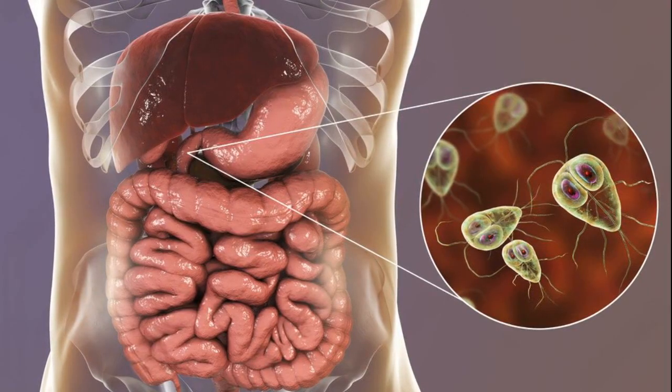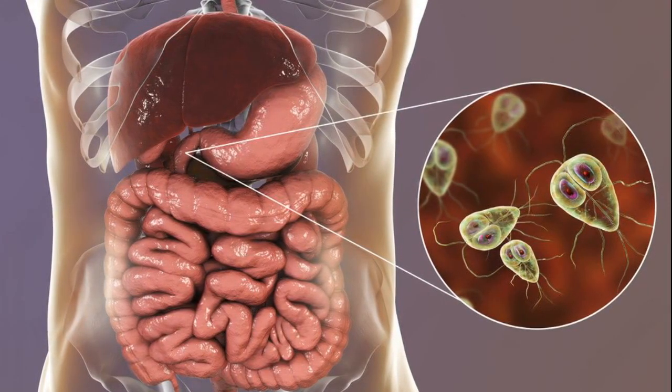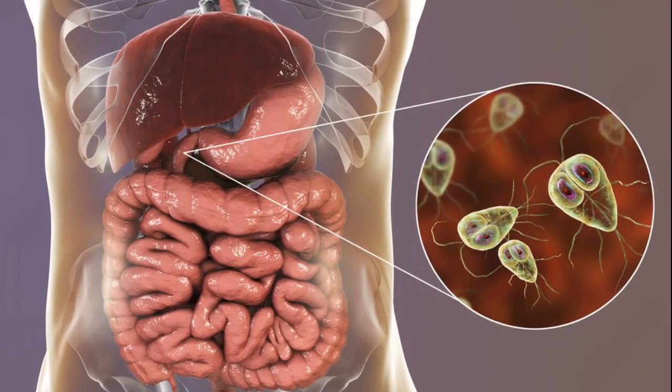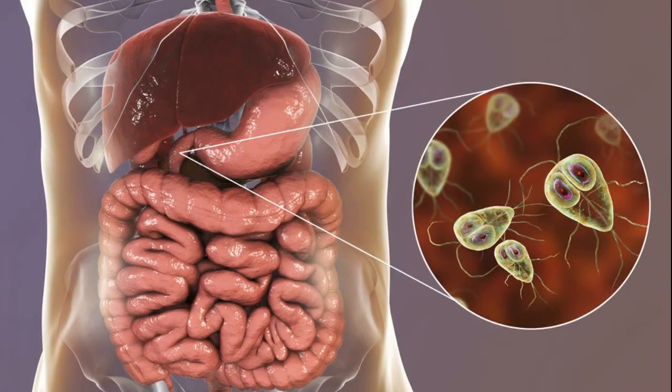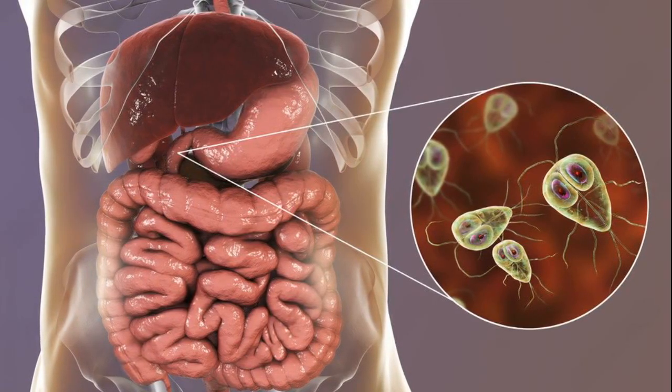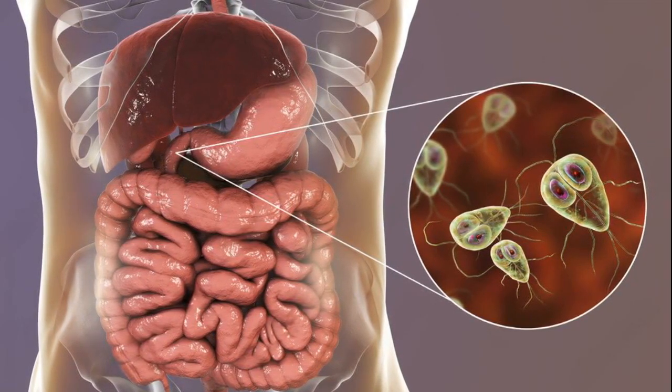Number 1. What is Giardia lamblia? Giardia lamblia, also known as Giardia intestinalis or Giardia duodenalis, is a flagellated protozoan parasite that infects the small intestine of humans and animals, causing a diarrheal illness called giardiasis.